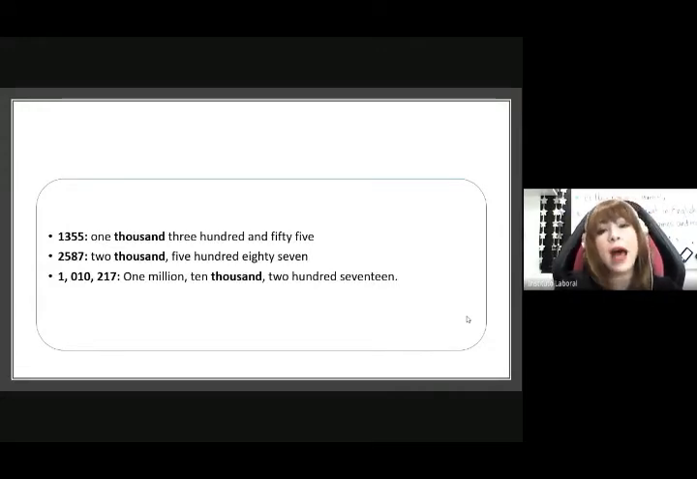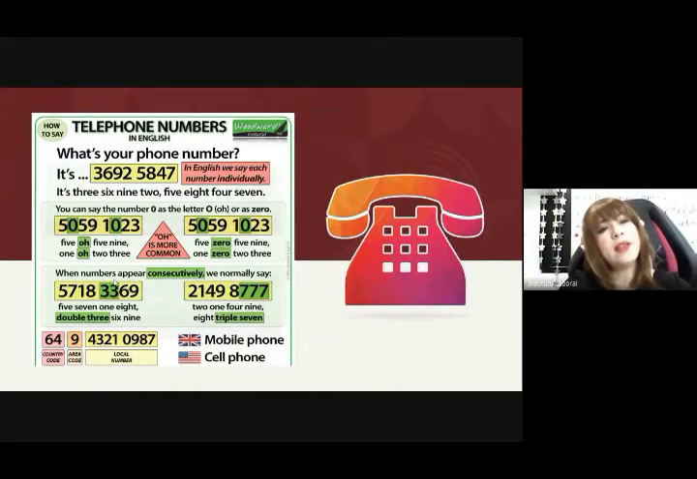Here we have some examples of how to read or how to say large numbers. Large means big. For example, here we have 1355, but we don't read it like this. It's not a phone number. We say 1,355. The second example, 2,587. The third example, we have a million: 1,010,217. Okay, repeat. Practice at home.